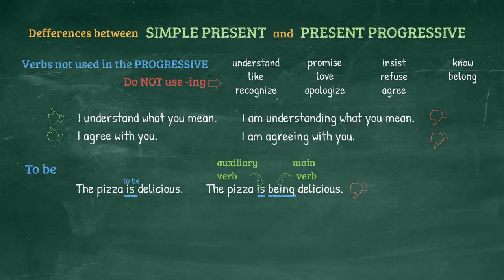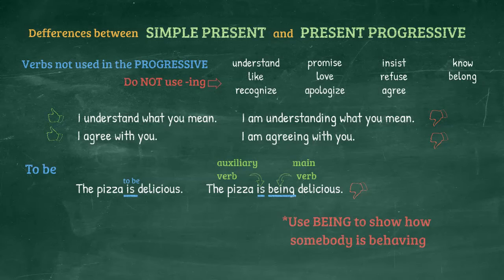The only way we can use being in the present progressive sentence is if we want to describe how somebody is behaving at this very moment. For instance, they are being careful, or she is being selfish. These two sentences describe somebody's behavior right now.